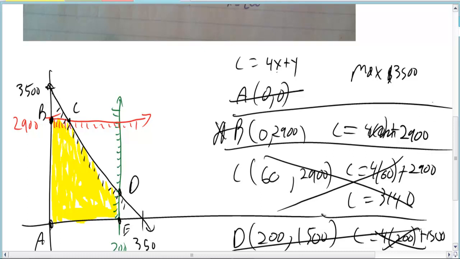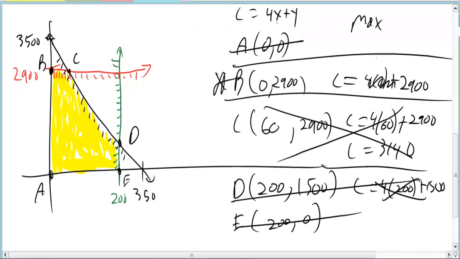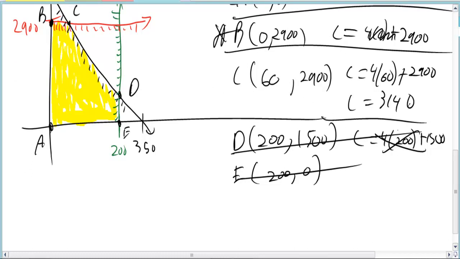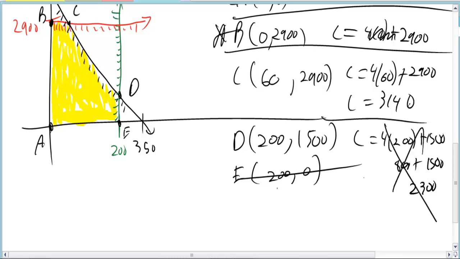So let's go back here and look. Okay, good thing I left all this on the screen still. Corner point A was still a cost of 0, so throw that one out. This one's 2,900. This one was 3,140. There we go, so that's now our winner. That one's doing pretty well. And again, we can double check this: 4 times 200 is 800, plus 1,500 is just 2,300. So that's less than 3,140, so that's not it. So there's our answer. Our answer is C.